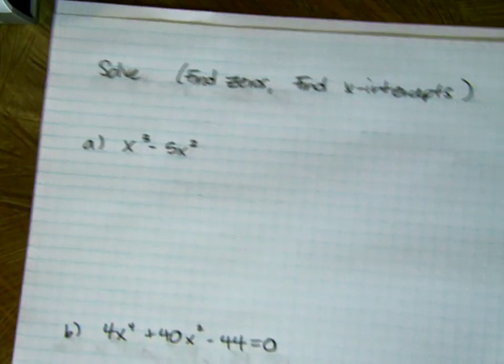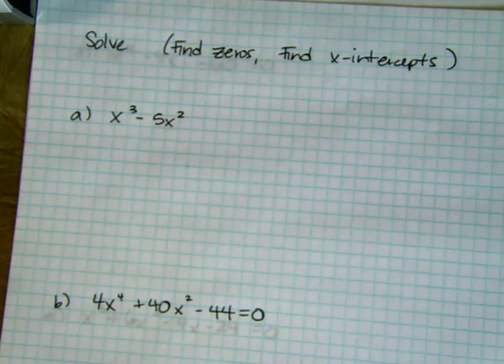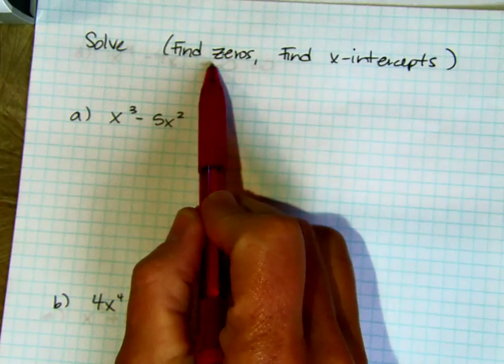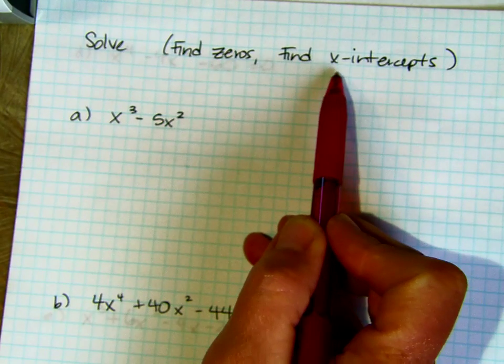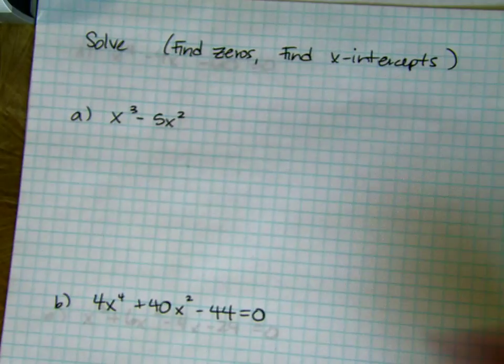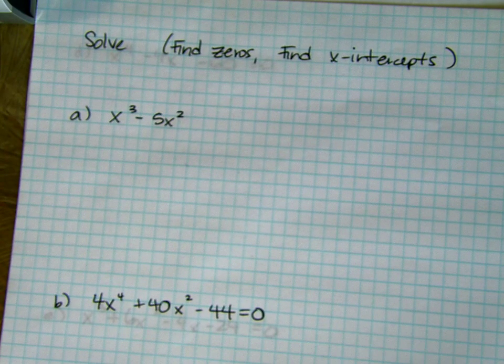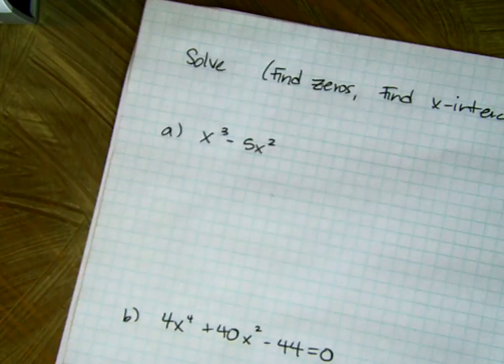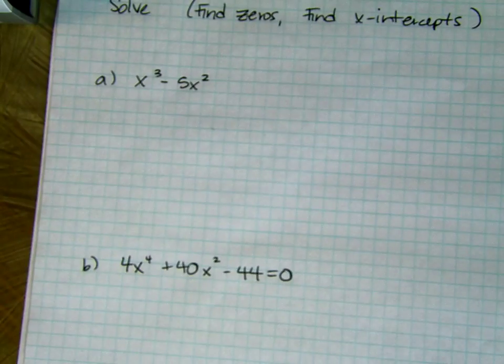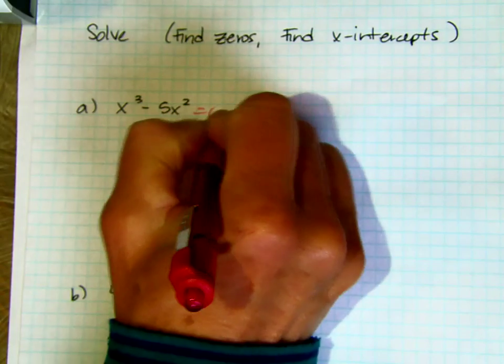All right, solving. Last video. Hopefully you're getting through your lessons. So solving means to find the zeros, and they are otherwise known as the x-intercepts. This goes to the whole graphing business. Once we know end behavior and we can find some zeros, then we can get a pretty good idea of what that graph looks like. This should say equals 0.